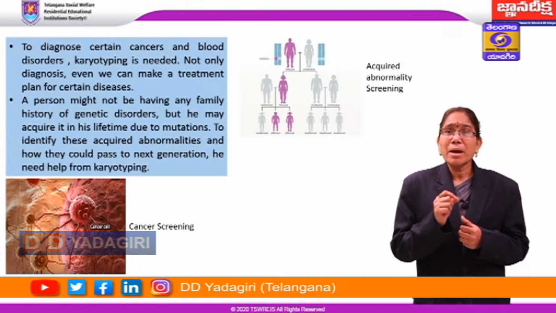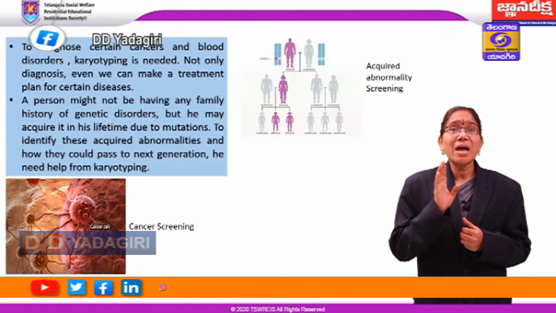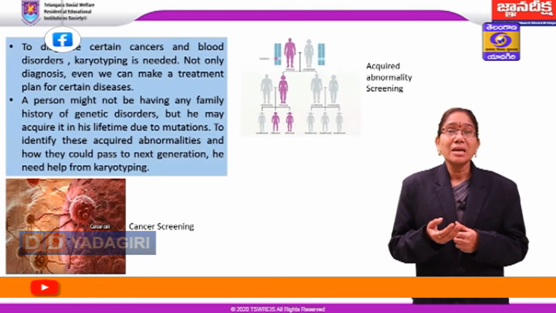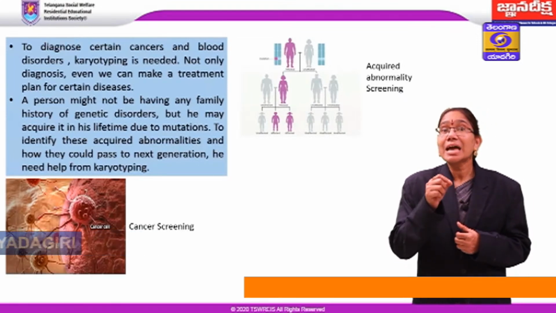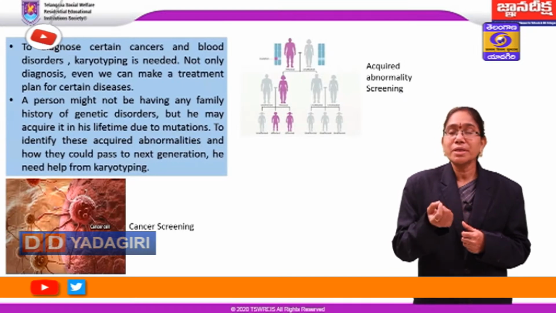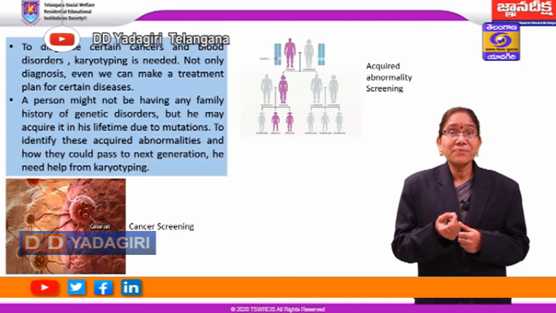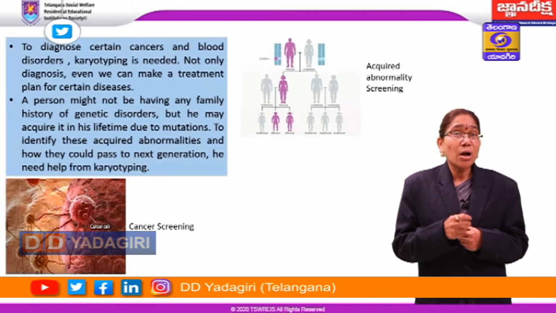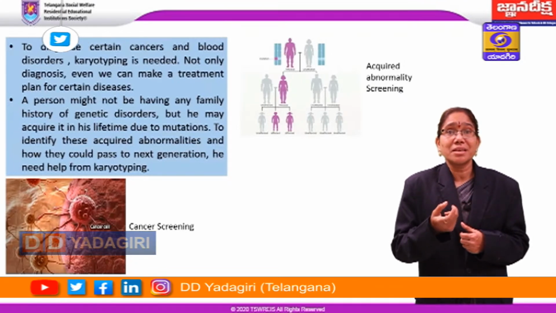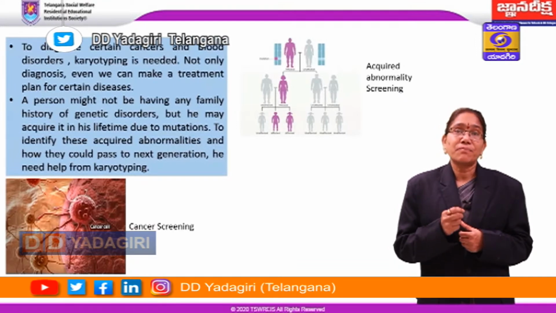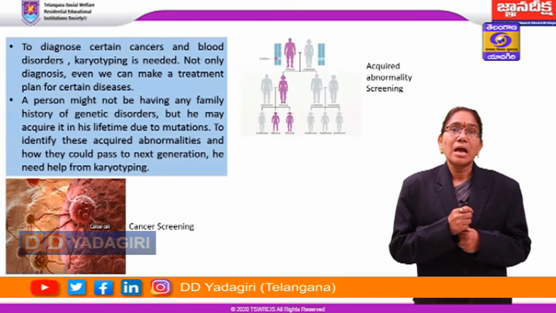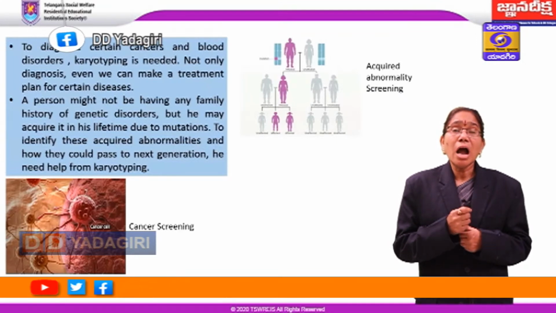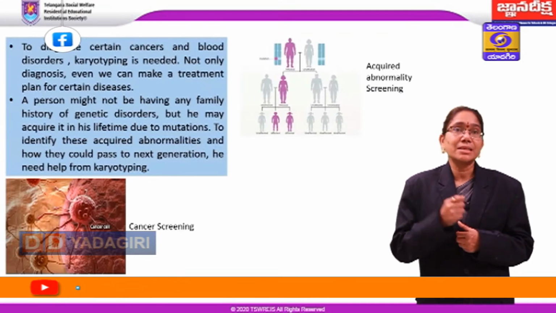Sometimes a person might not have any family history of genetic disorders, but he may acquire it in his lifetime due to mutations. To identify these acquired abnormalities and how they could pass to the next generation, he needs help from karyotyping. I think you understood the importance of karyotyping. Now, how the test is performed, we will see.